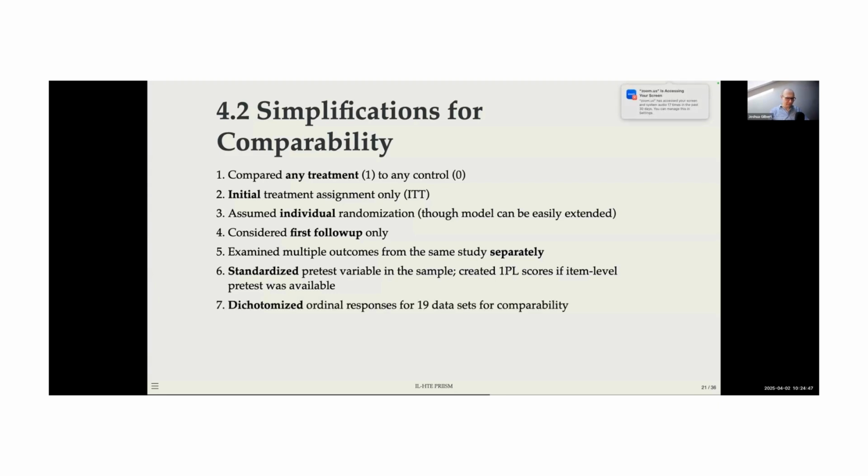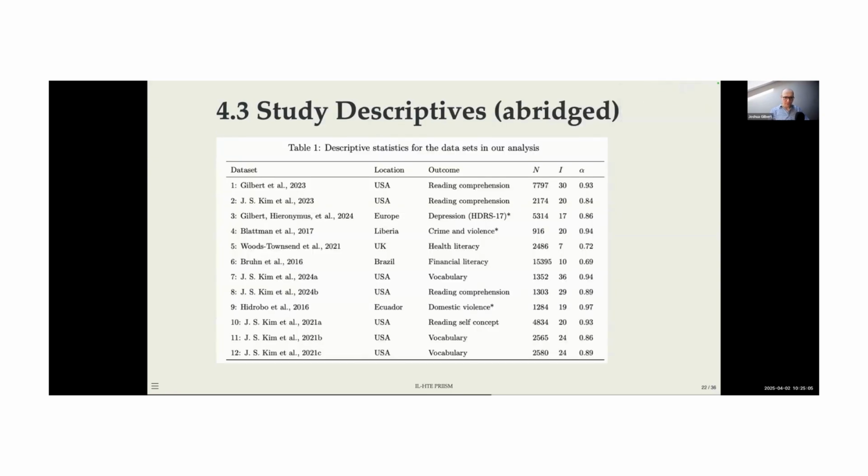And there were a few data sets with polytomous or ordinal responses. You can think like a Likert scale, or rating something from 1 to 4 or 1 to 7. Just for illustration, I dichotomized those to keep everything exactly comparable, though there are extensions to this model that allow for continuous responses or ordered responses.